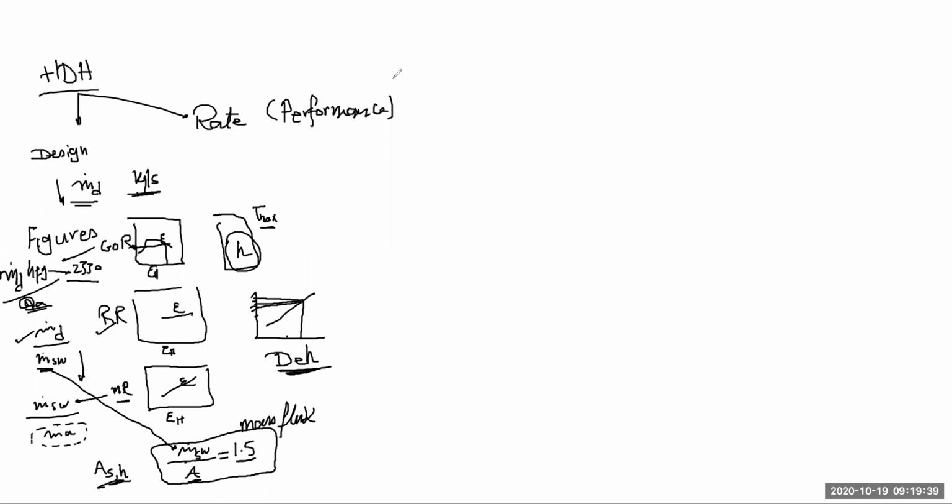Now, the second kind of problems that you can have dealing with HDH systems is the rating problems. You have an existing problem and you need to do an analysis of the performance. In that case, Muhammad Al-Gham, do you have a question? Yes, doctor. What about the formula that NTU equals UA surface over C minimum? It's another way to calculate the surface area.